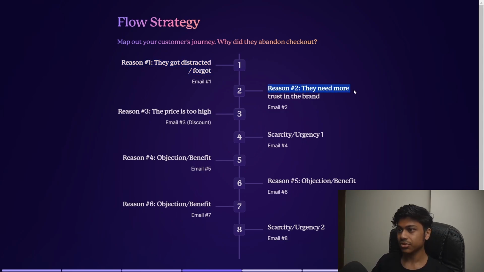And reason number 2, they need more trust in the brand. So that would be your second email. You would put social proof in there. You would put whether your brand got featured in certain places, or if your brand got some awards, whatever, to increase the trust and authority of your brand in that second email. And then in the third email, you might talk about the pricing, but more importantly, you'd add a discount here, because if the customer's objection is that the price is too high, then you give them a discount, the price is a bit lower, and they will end up buying.